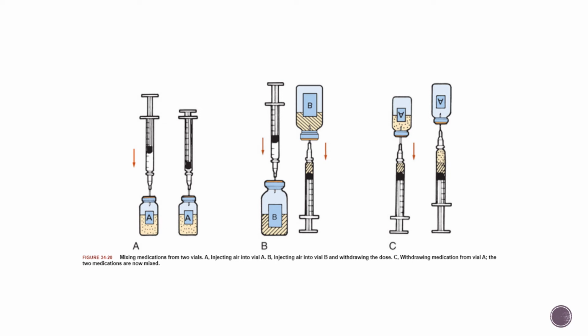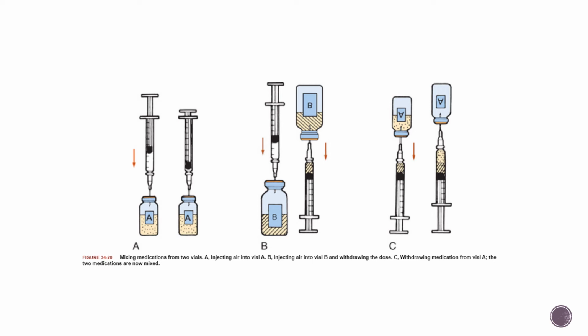Tap the barrel of the syringe so that trapped air bubbles move into the needle area. Push the air bubbles back into the bottle. Important, make sure that you have the correct number of units of insulin in your syringe. Now remove the needle from the clear insulin bottle and insert it into the cloudy insulin bottle.